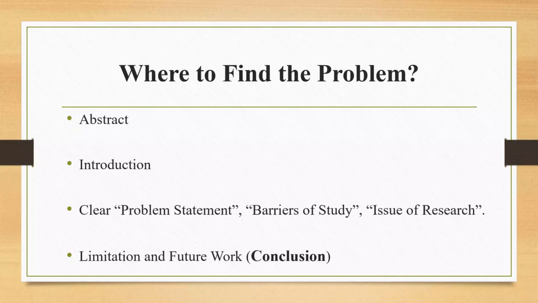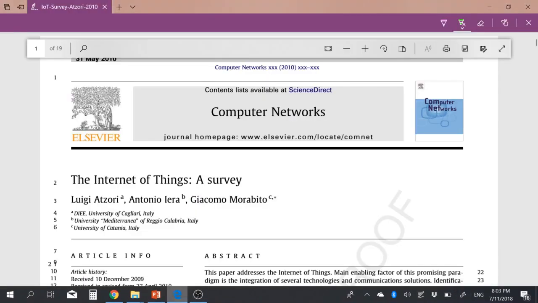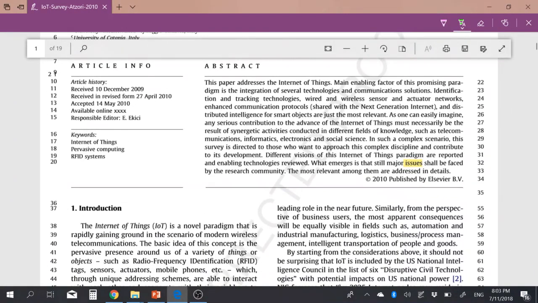Here, where to find the problem statement? Let's say I already understand. If you want to search for it, whenever you read problem, gap, challenge, and so on, that means the author is talking about the problem statement. Where exactly in the articles? We can find it in the abstract. First, see the article here, see the mouse on the right side in the yellow, this is issues, the major issues. Here in the abstract, you can find the problem statement or the problem of the research.